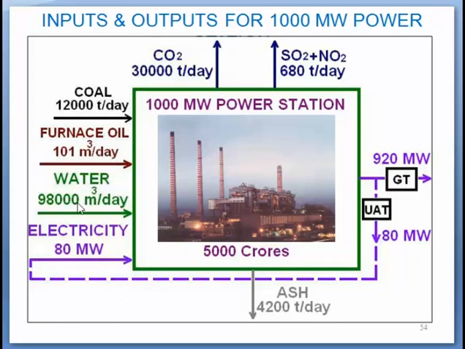Water that is used is 98,000 meter cube per day. Due to the combustion of coal, almost 30,000 tons per day carbon dioxide is emitted, and 680 tons per day sulfur dioxide and NOx is emitted. In this process, a total of 1000 megawatt power is generated. Some portion of that power is taken back for running of the auxiliaries of the power plant, and the remaining is fed to the grid.